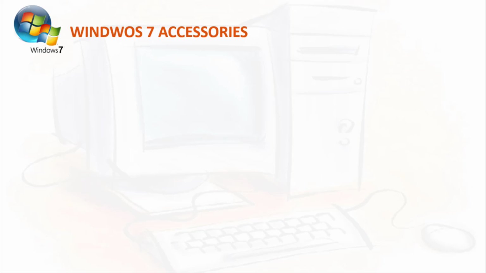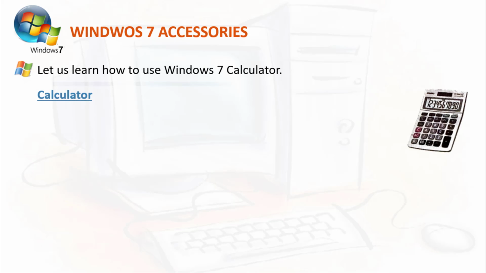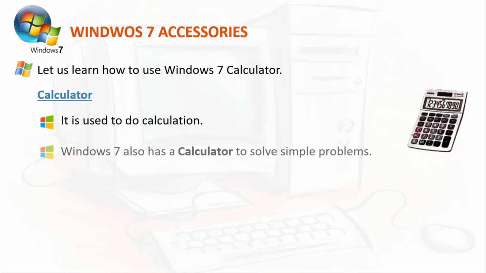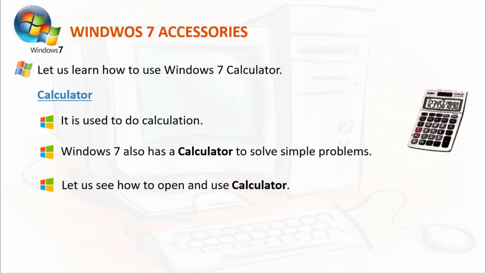Windows 7 accessories. Calculator. You all are aware of the calculator. By using the calculator, we can perform a calculation. Windows 7 also has a calculator to solve simple problems, by which we can solve problems in the computer system. Let us see how to open a calculator and how we can use this calculator.